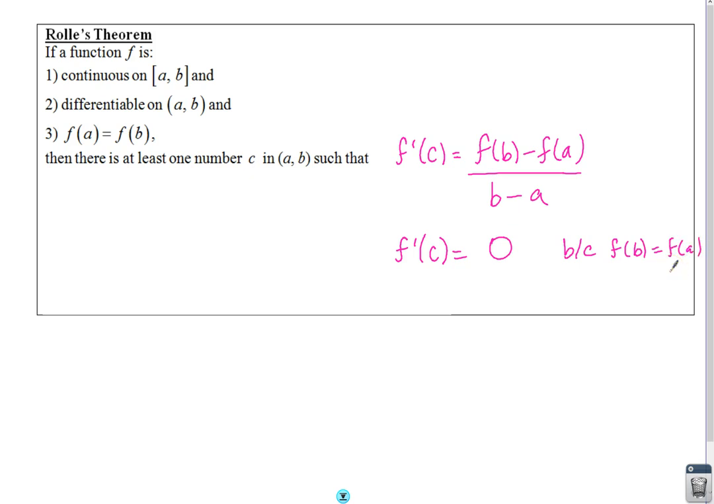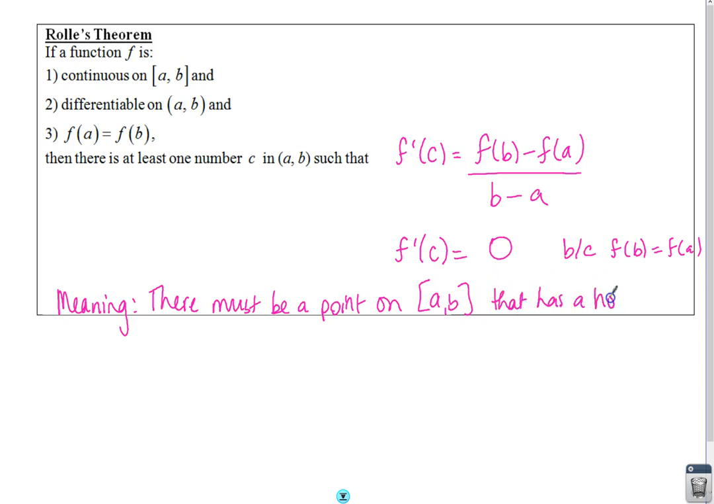Okay, so overall what this means is there must be a point somewhere on a to b that has a horizontal tangent. How do I know that? How do I know it has to have a horizontal tangent?